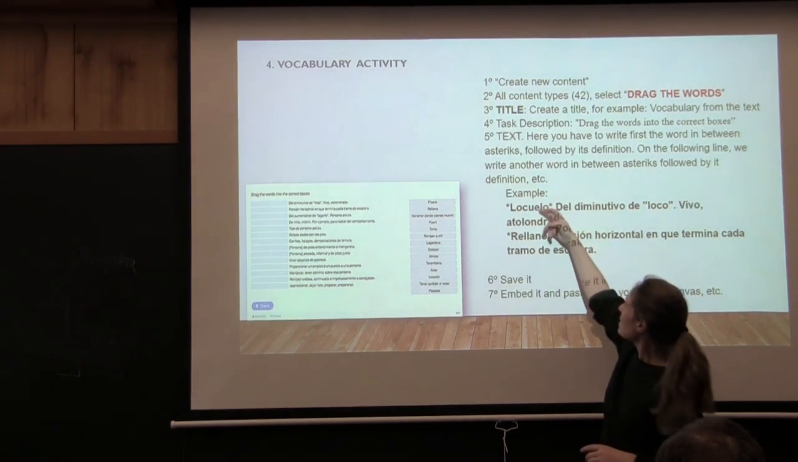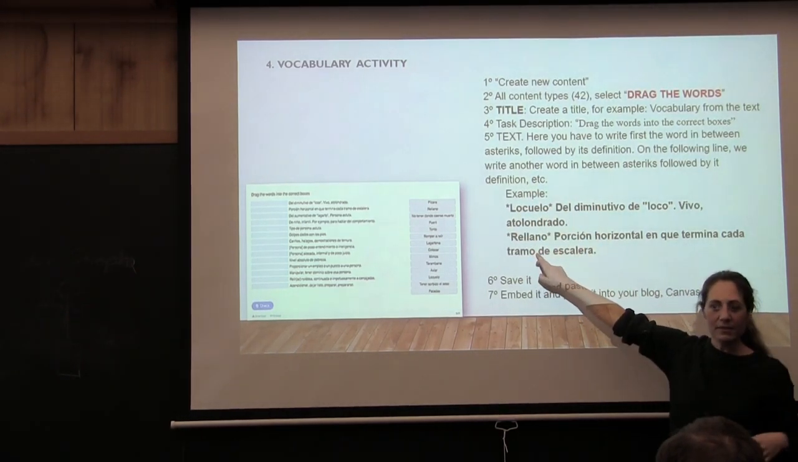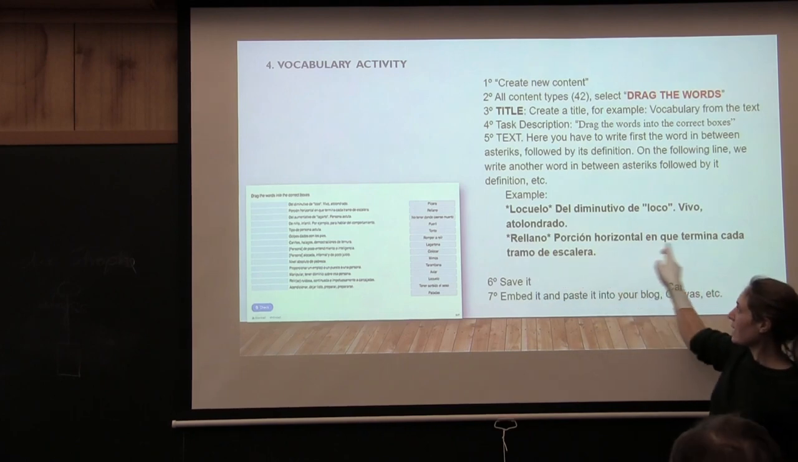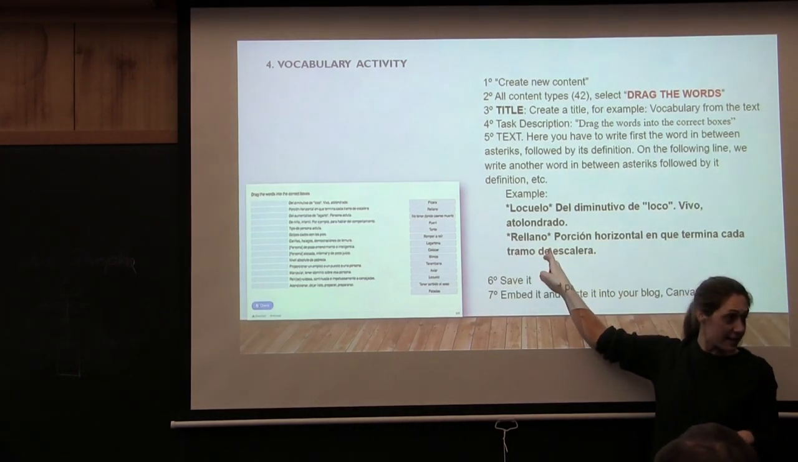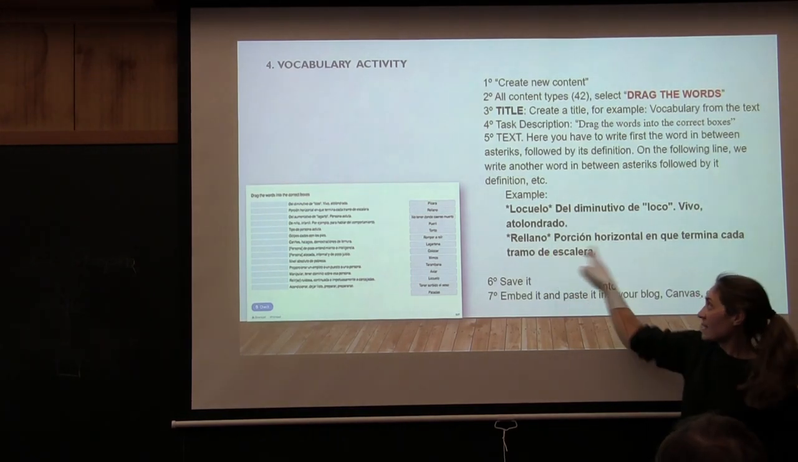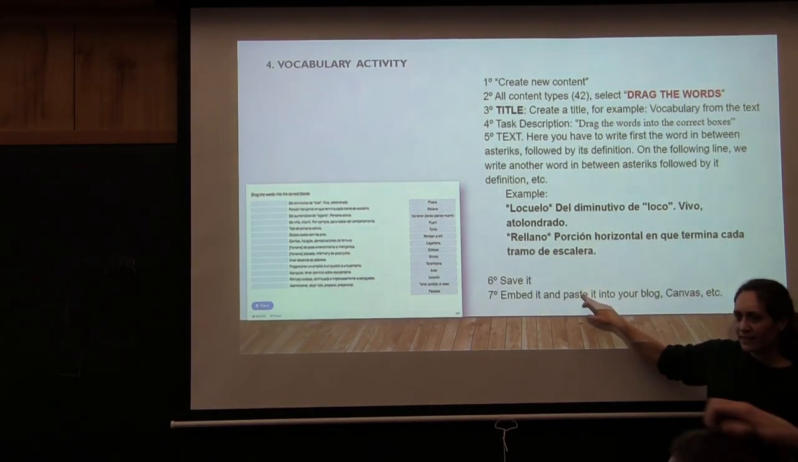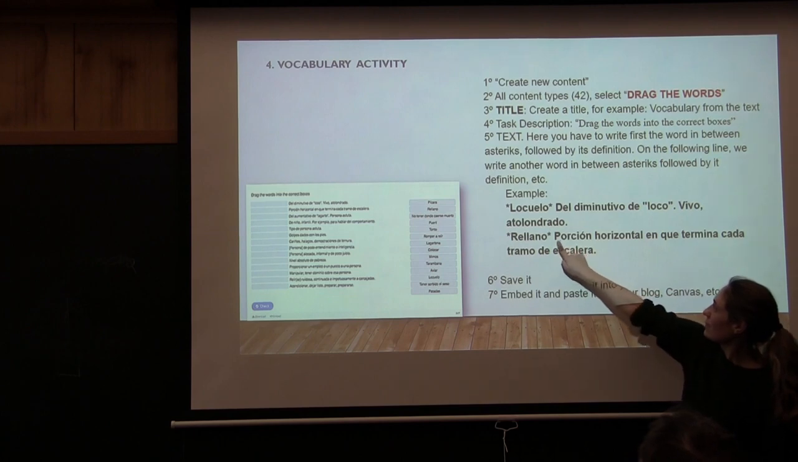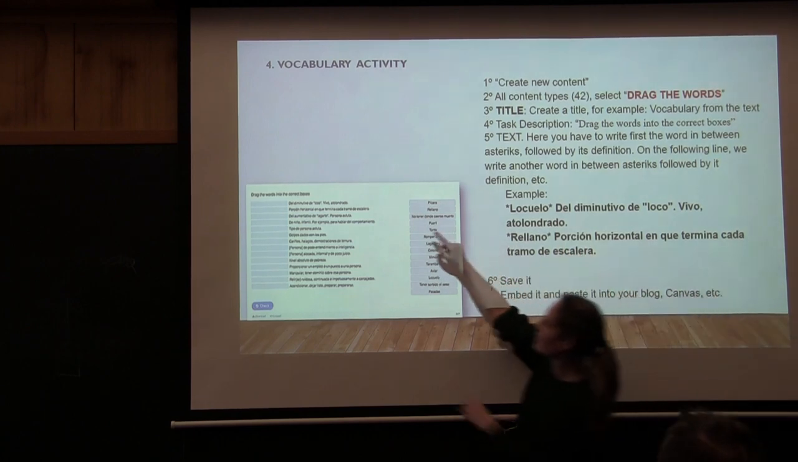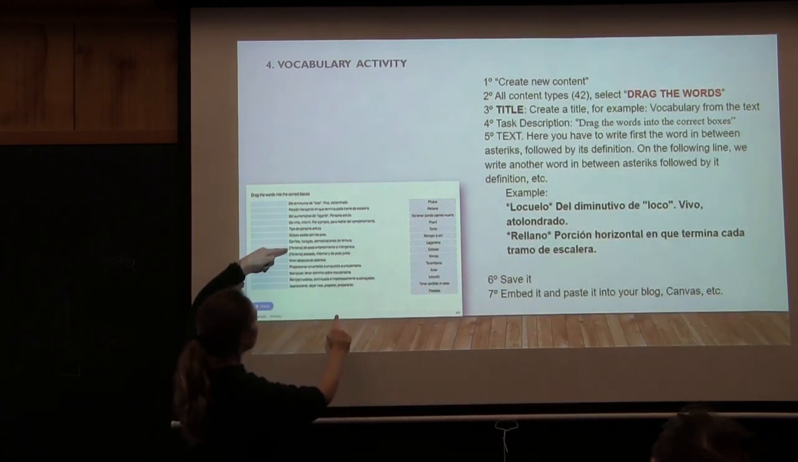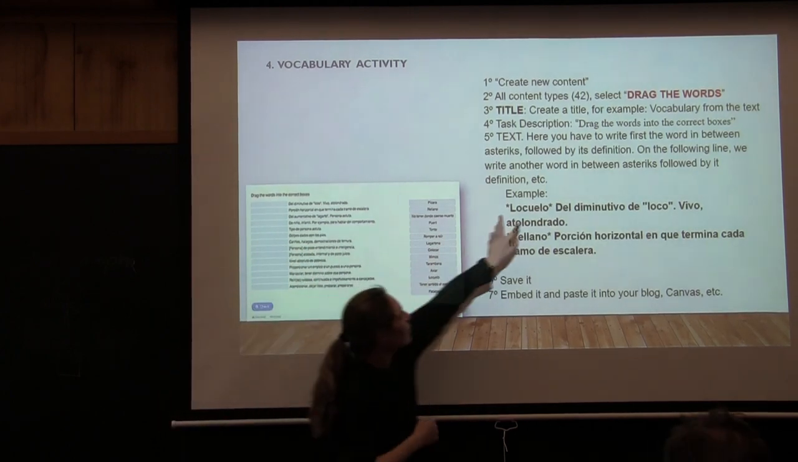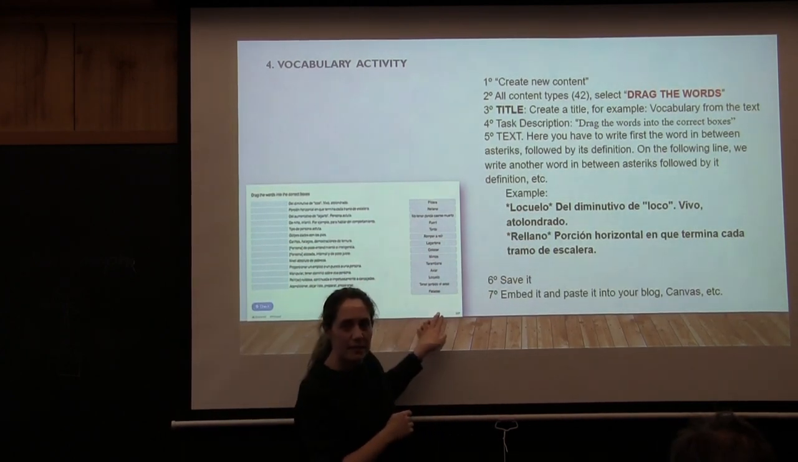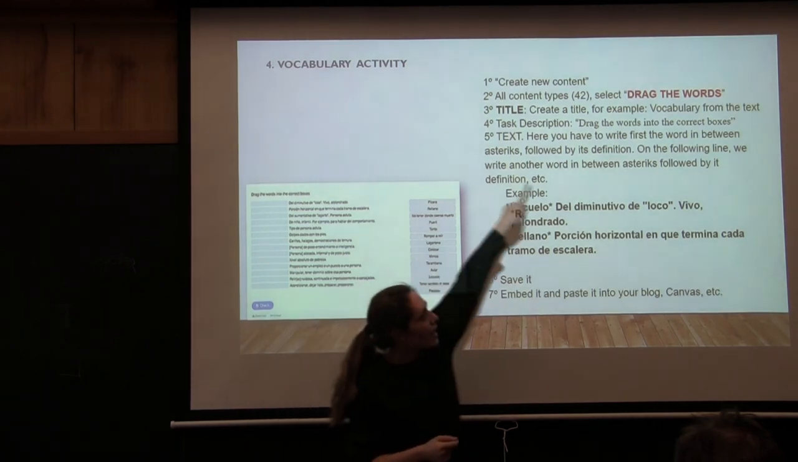This with this. So the next line is going to be another word with an explanation. You see, I don't have spaces, just the asterisks, and that's it. And then another line. This is what they are going to see. Porción, escalera. So they are going to see here, somewhere is porción, escalera. And then the word is going to be like this. So try to drag the words.